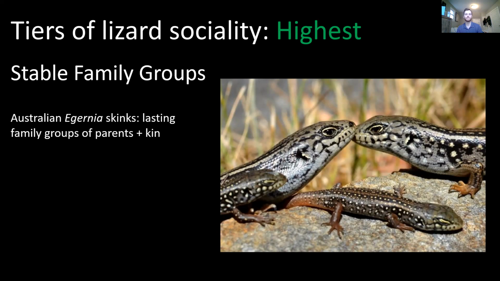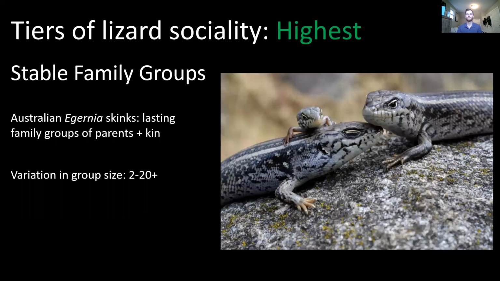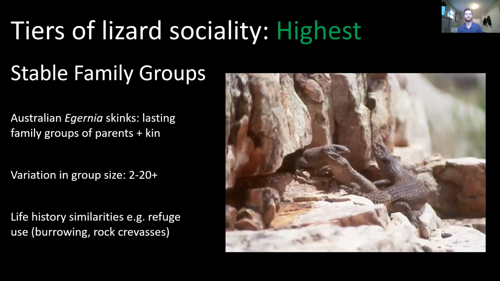23 of the 30 described species in this group exhibit some sort of social aggregation with variation in the size of groups, group complexity, and group stability, both among and within species. Family units in Egernia can range from 2 to 3 individuals up to 20 plus in the case of Cunningham's skink, depending on the species, the time of year, and other environmental parameters. Most of the highly social species in Egernia share a few notable life history similarities, such as using environmentally limited refugia like rock crevasses and burrows, as we see here, as well as having that ever important delayed juvenile dispersal.